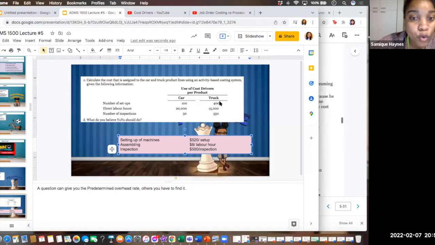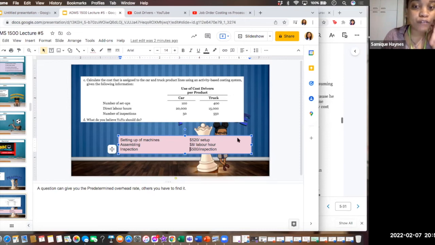How much overhead goes to cars for the assembling activity? 160,000. Okay, anybody else got that? Great. And how much goes to the truck for the assembling activity? All right. How much is going to go to inspection for the cars? Great. And how much is going to go to the truck wheels from inspection? Perfect.